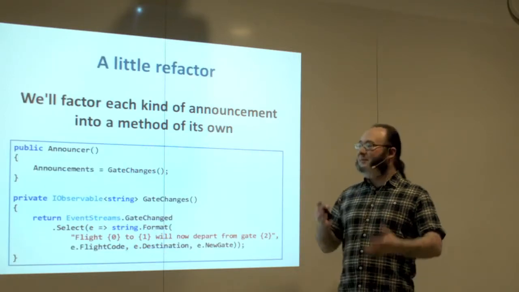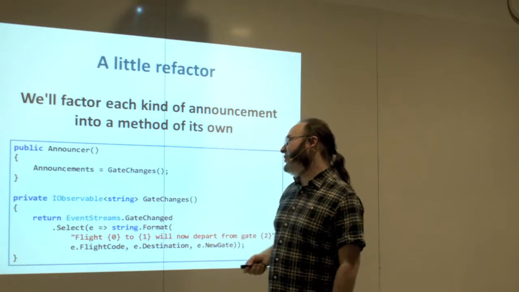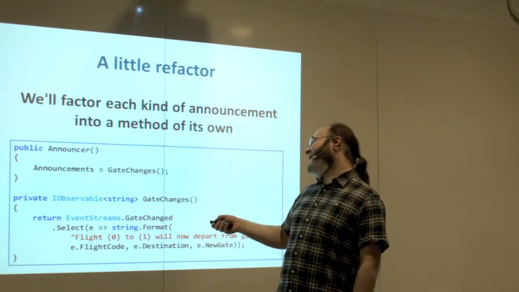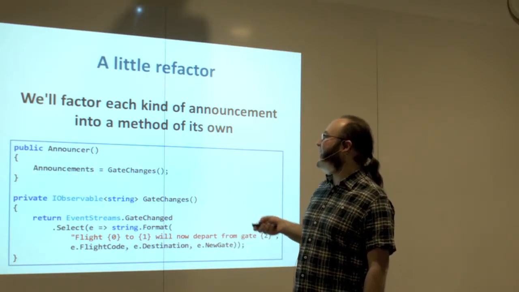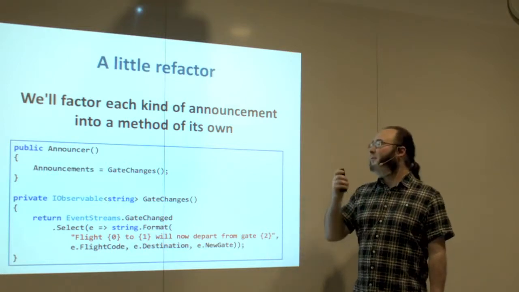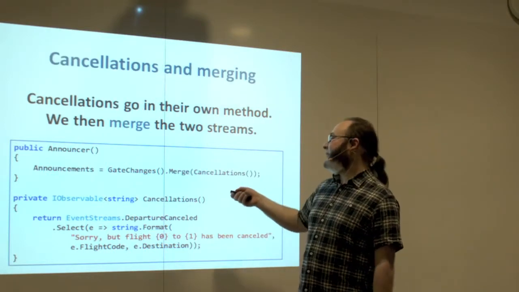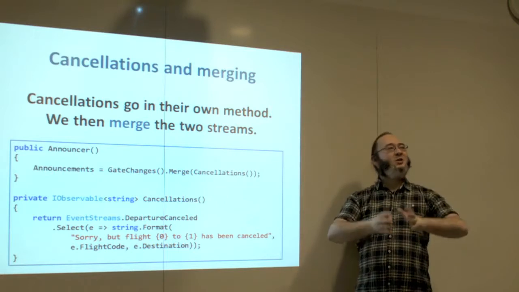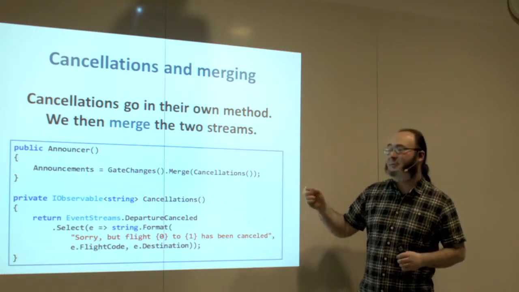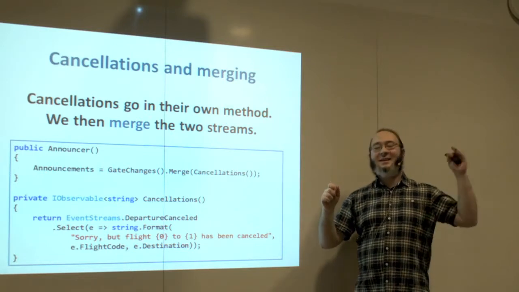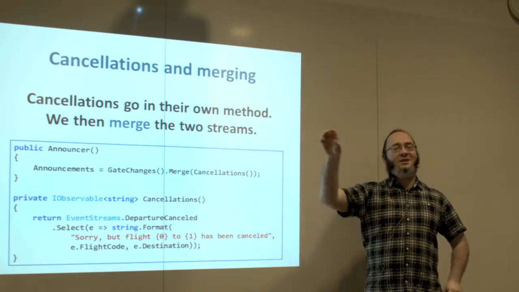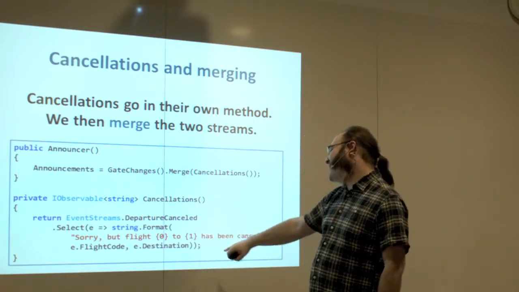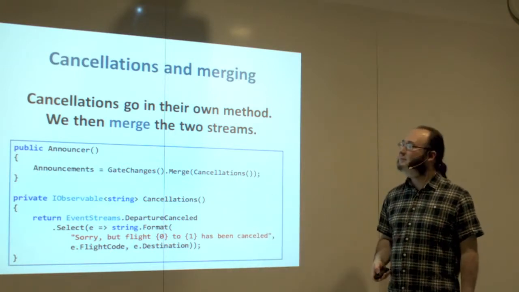Okay, so of course, announcements don't just consist of gate changes, there's lots of them. So what I'm going to do is I'm going to take my code for gate changes and I'm going to factor it out into a method, okay? And then what we'll do is we'll go and add a few more. So let's add cancellations, and what we'll do is we'll just take the gate changes and we'll merge the cancellation stream in. So I've got these two event streams coming together, okay? Which means that even if we have a cancellation and a gate change at the same time, it'll still do one and then say the other, right? So what we are doing in here, again, just formatting out the string, okay? So that's not too hard.